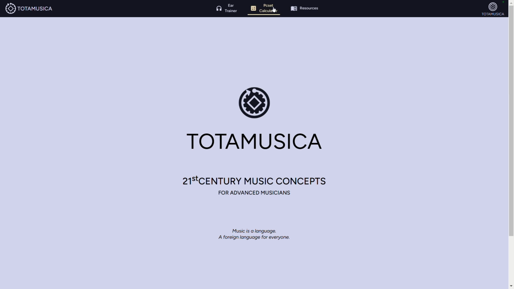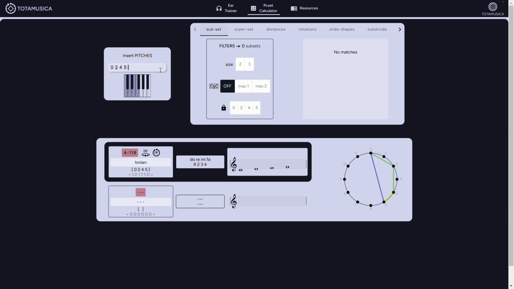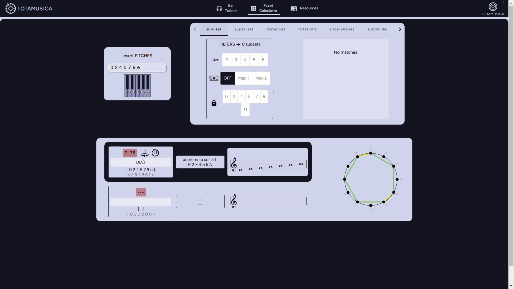TOTAMUSICA's calculator focuses on specific sets, meaning exact transpositions, which makes the study of harmony and related melodies and patterns much more straightforward. Let's analyze a non-traditional scale as an example. The major scale add flat 6, set 826, also known as the bebop major scale, or Barry Harris's diminished sixth scale, or major plus relative minor scale.